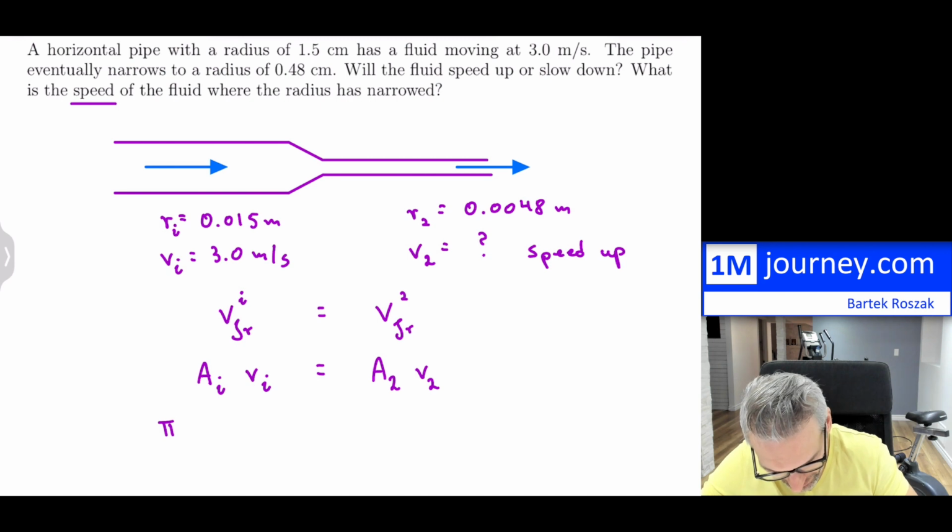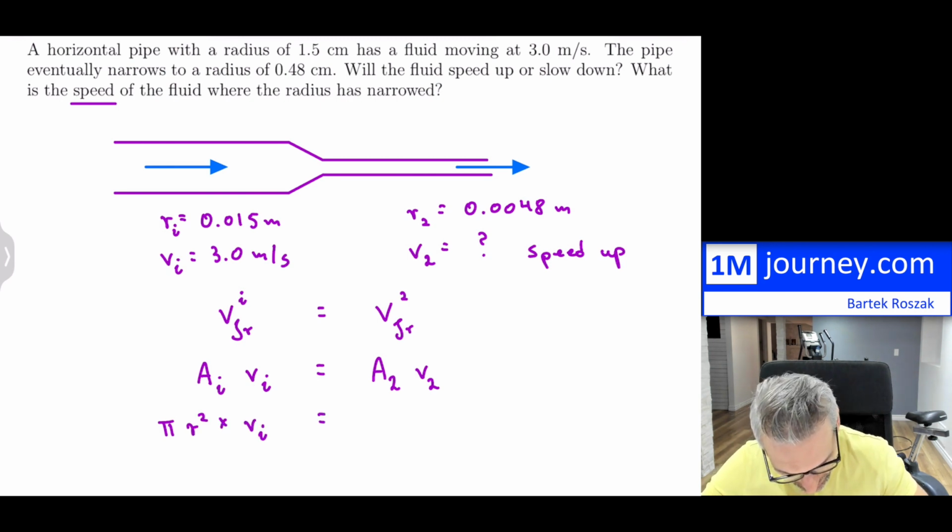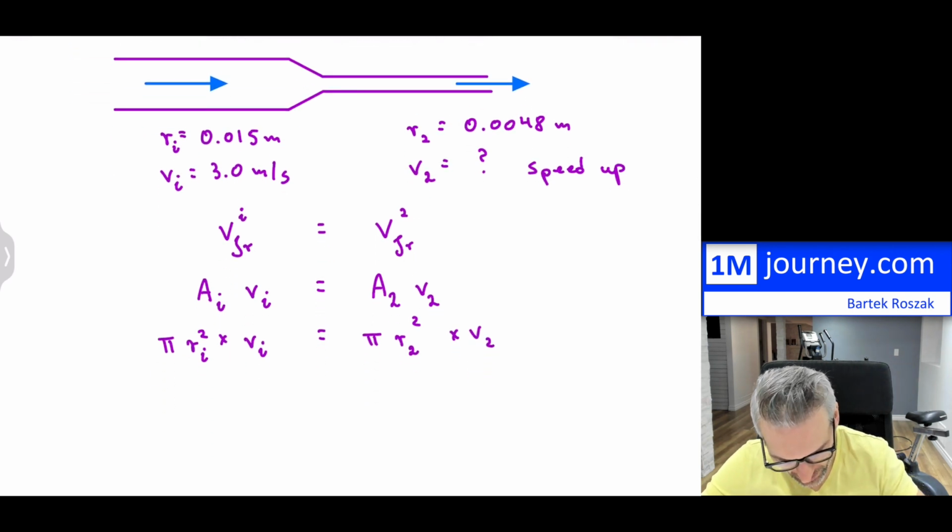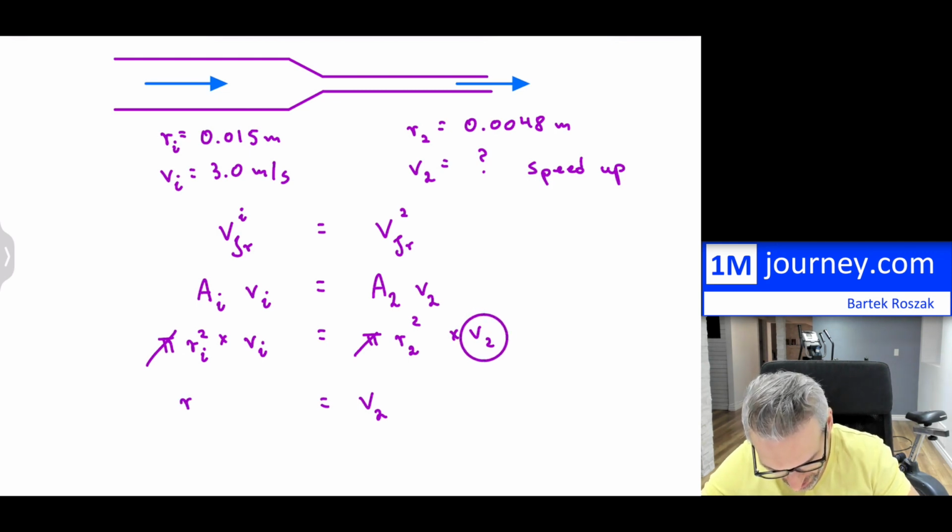This is going to be pi r squared times v, the initial one. And then again, pi times the second r squared times v2, and we're looking for that v2. The pi cancels because you have pi on both sides. So if you're isolating for v2, it's going to be equal to the initial radius squared times the initial speed, divided by the radius squared of the other side.